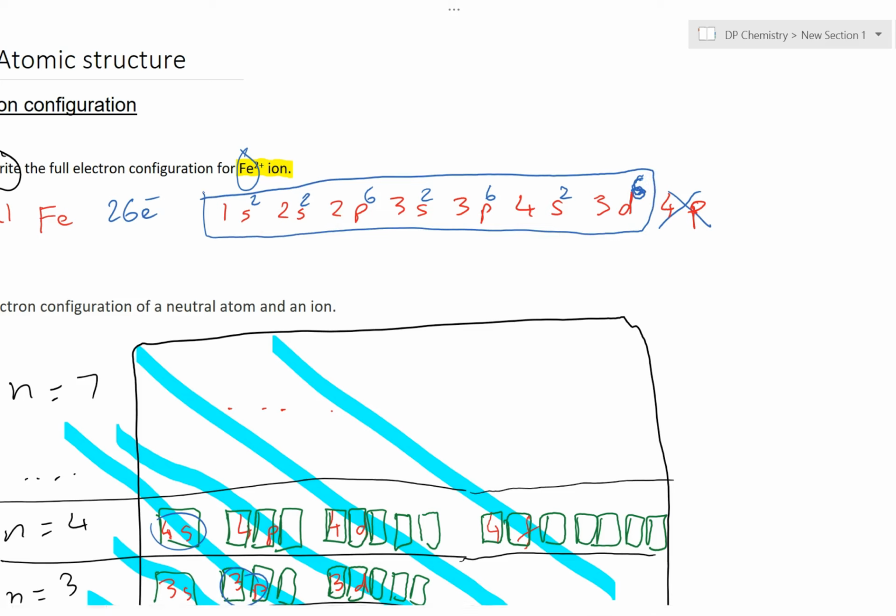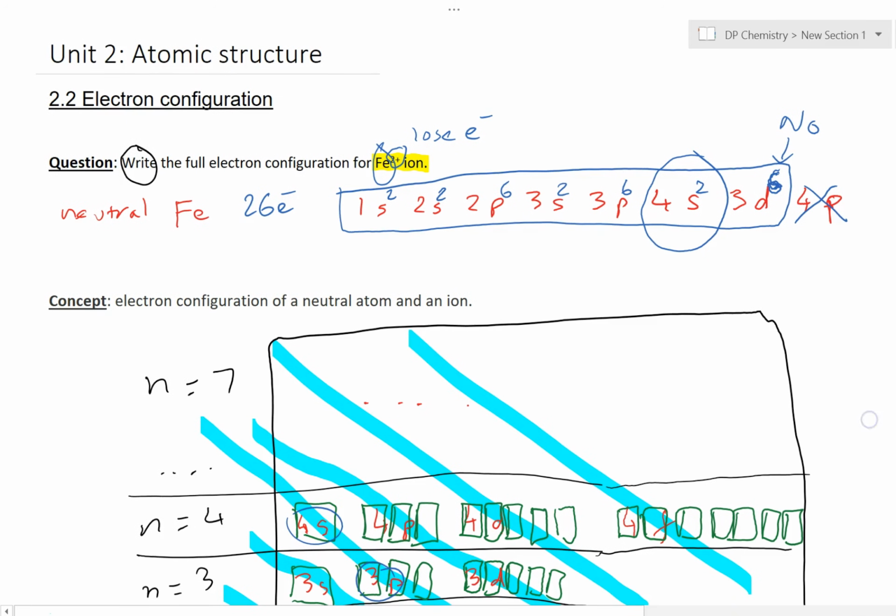Now, this is an ion with 2 plus, meaning that you lose 2 electrons. A very common mistake is that people start taking electrons out of the 3d orbital. That is incorrect. You will still be taking electrons out of the outermost level in your electron configuration, and the outermost level here is the 4s. So you will take electrons out of the 4th level, not the 3rd level.